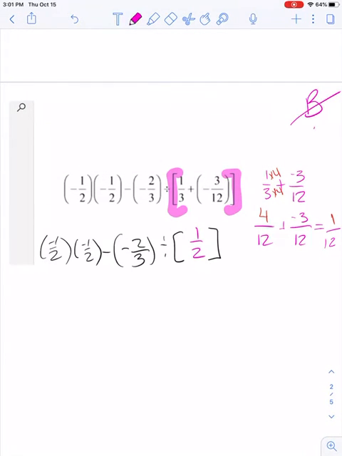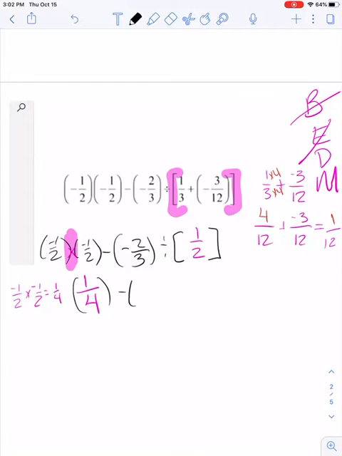So we're done with the brackets. We're looking for exponents. There's no exponents. We're looking for division or multiplication, whichever comes first. So when we go from left to right, when two brackets are touching, that means it's a multiplication. When we're multiplying -1/2 times -1/2, we multiply the numerators and multiply the denominators. So over here, 1/4. Rewrite the rest of our equation.